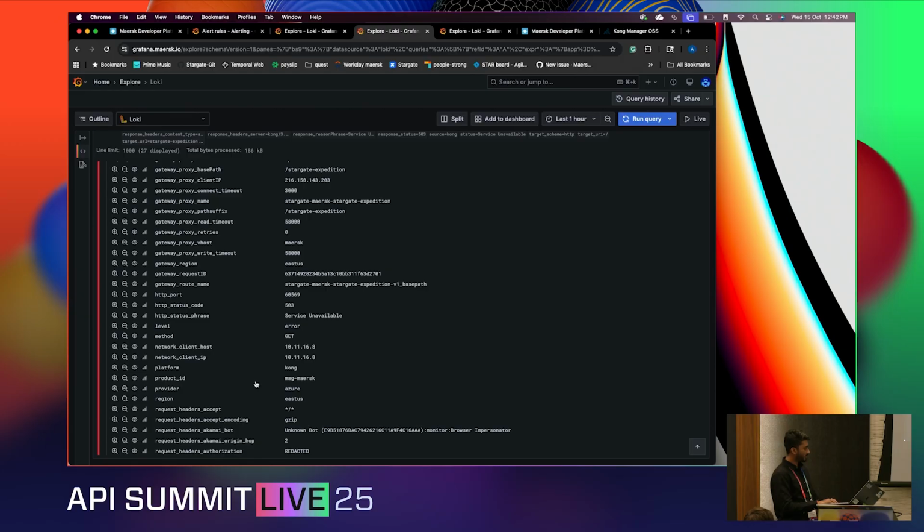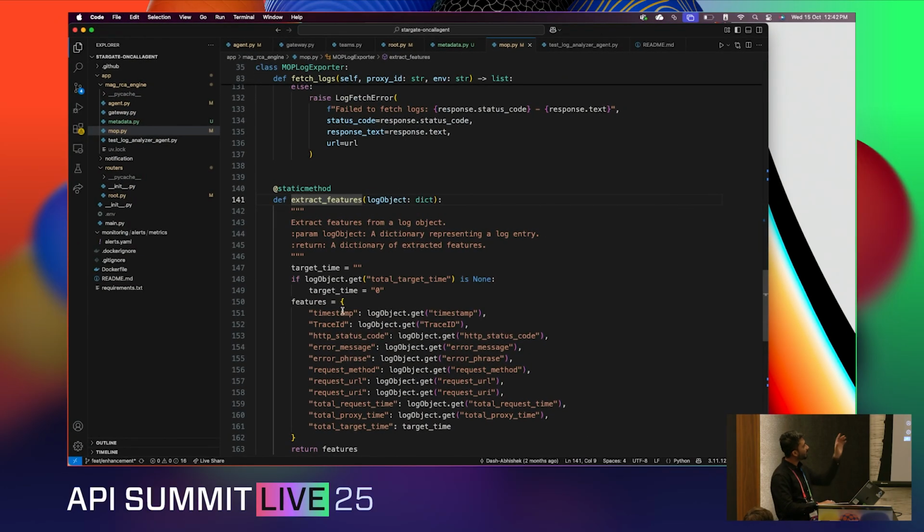This is where we do feature extraction, where we pinpoint and extract very specific attributes like timestamp, trace IDs, status codes, paths, and some of the custom attributes like total request time, total proxy time, and total target time. Target time is the time spent on the backend application. Proxy time is how much the request spends on the gateway itself. And the total request time is the total turnaround time. These are for performance analysis and also to identify where the request failed. Did it fail on the gateway or on the backend application?